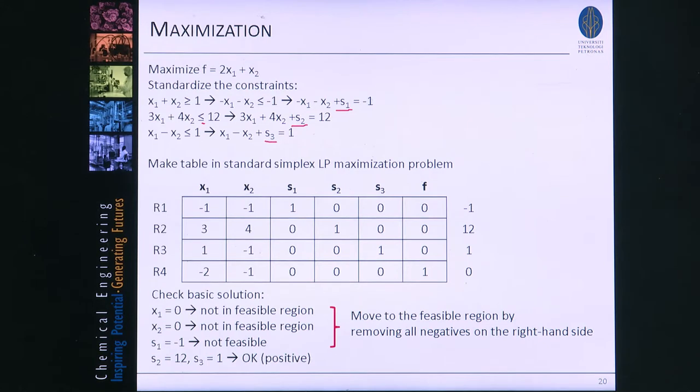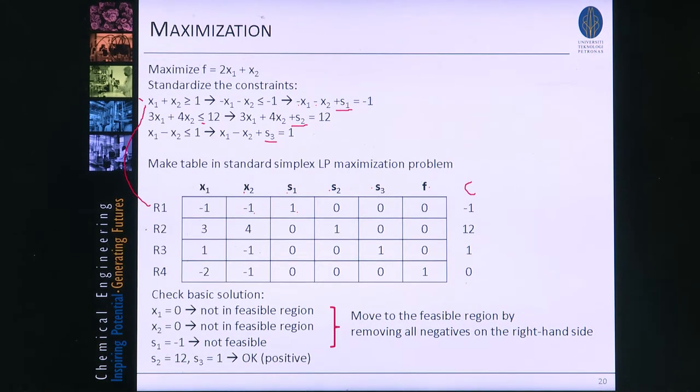And then make a table. So we have x1, x2, s1, s2, s3, and f as the objective function, and here we have a constant column. Row 1 is constraint 1. You can see x1 in constraint 1 is minus 1, x2 is minus 1, and then s1 is plus 1, and there is no s2 and no s3, so 0, 0, and there is no f, so 0.